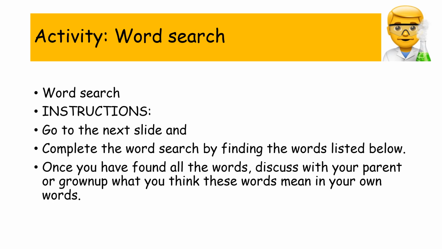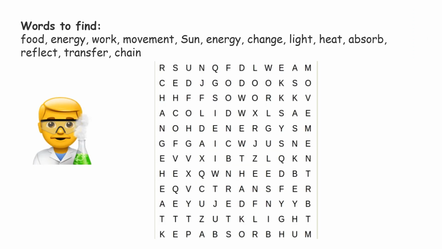Activity: word search. Look at the instructions, go to the next slide and complete the word search by finding the words listed below. Once you have found all the words, discuss with your parents or grown-up what you think these words mean in your own words. The words to find are food, energy, work, movement, sun, change, light, heat, absorb, reflect, transfer, chain.